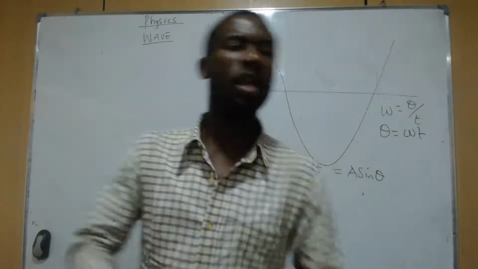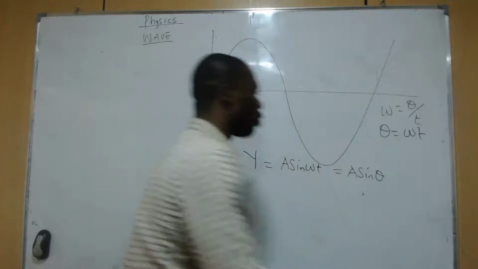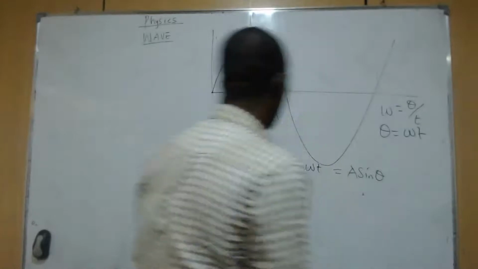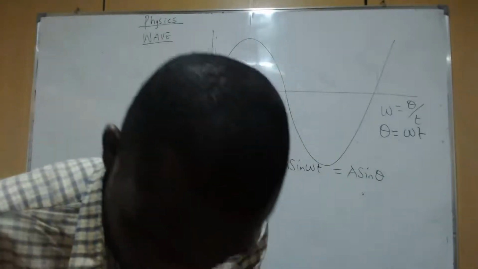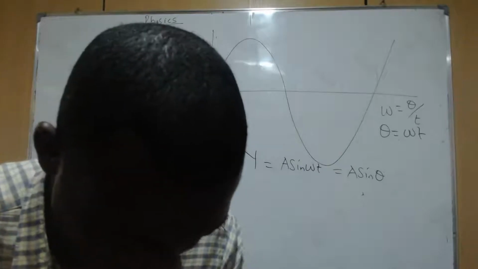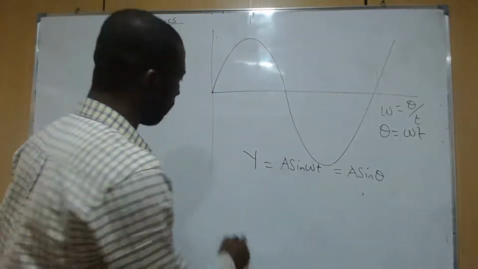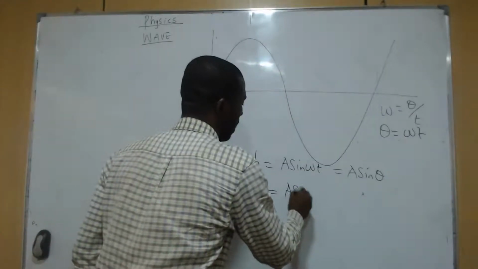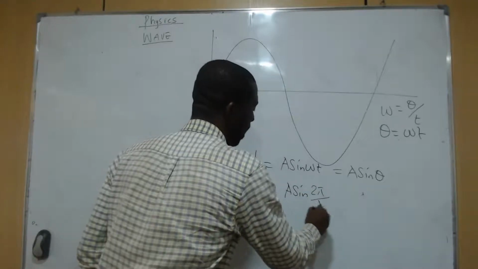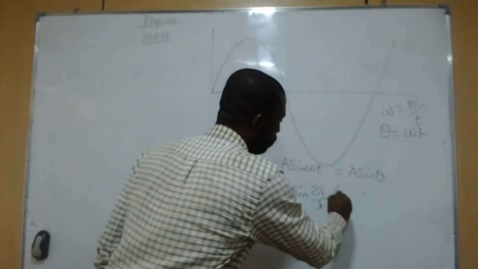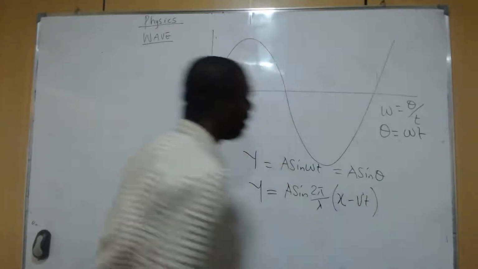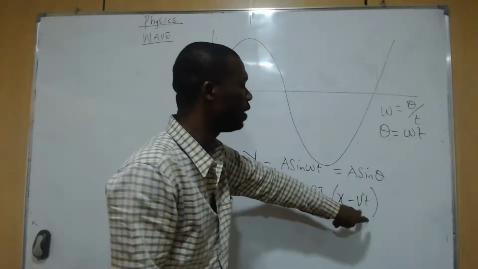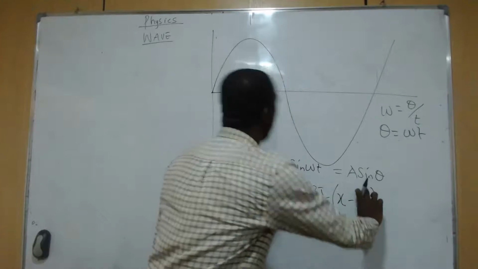For a phase shift in a wave, we will introduce a parameter onto this function. In that case, we will have something that looks like y is equal to A sine of 2 pi over lambda into x minus vt. This has introduced a shift inside the wave, and I will explain the meaning of this.